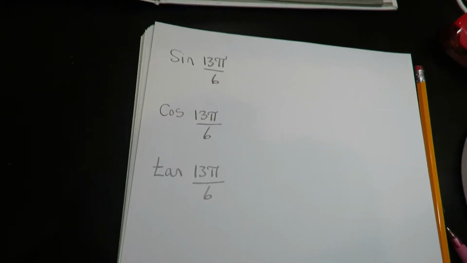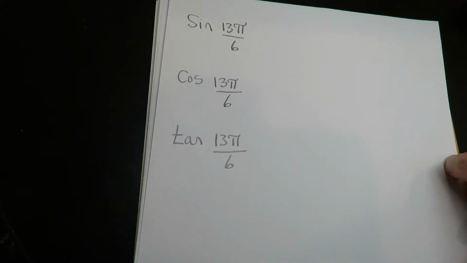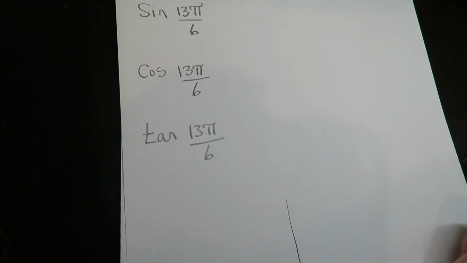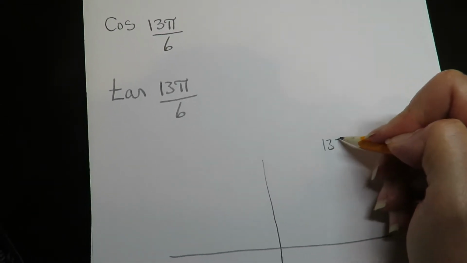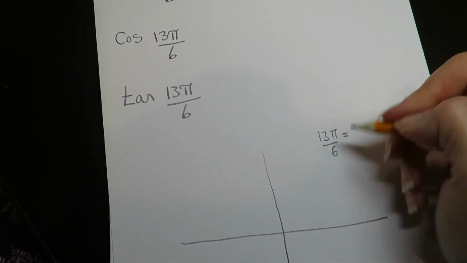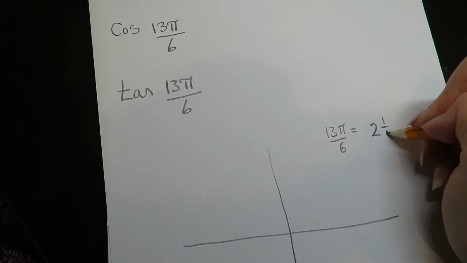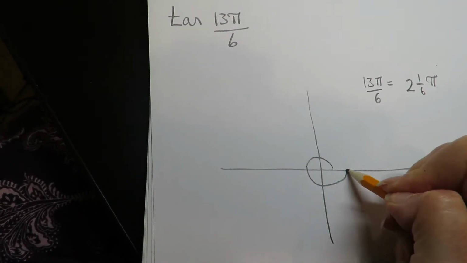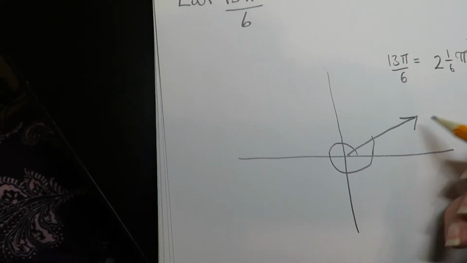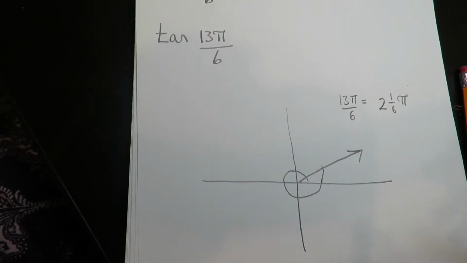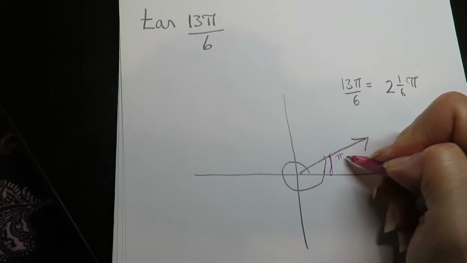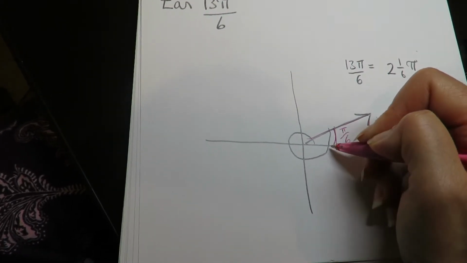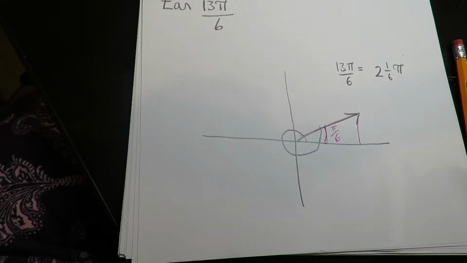All right, let's try another one. Let me try not to squish it in so much this time. All right, 13 pi over 6. So that would be the same thing as saying 2 and 1/6 pi, okay? So 1 pi, 2 pi, and 1/6 of pi. So that means that the reference angle is 1/6 of pi, because it has to be the distance from here to here, which would be 1/6 of pi, since that's how far over 2 pi you are.